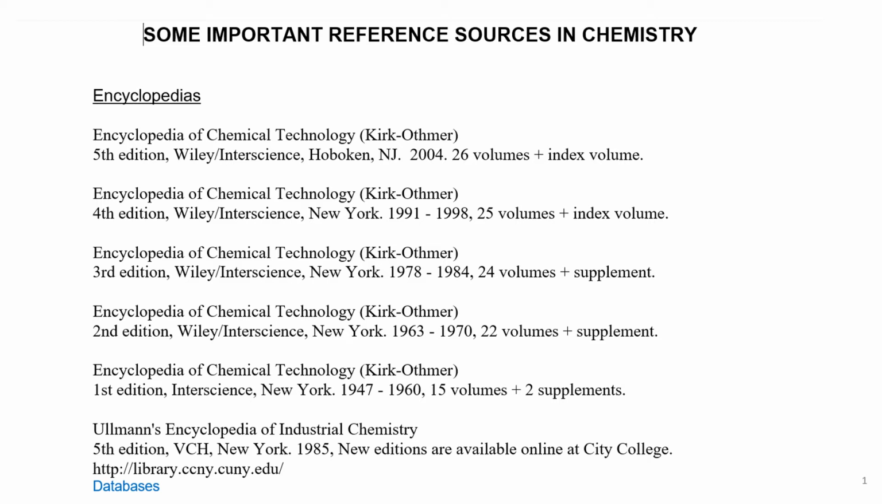These days, the Kirk-Othmer Encyclopedia exists in print, and it exists online. We just have the print version at City College. The Ullmann's Encyclopedia stopped printing in 1985, and now it is just online, and we do have access to it at City College. These two encyclopedias complement each other.